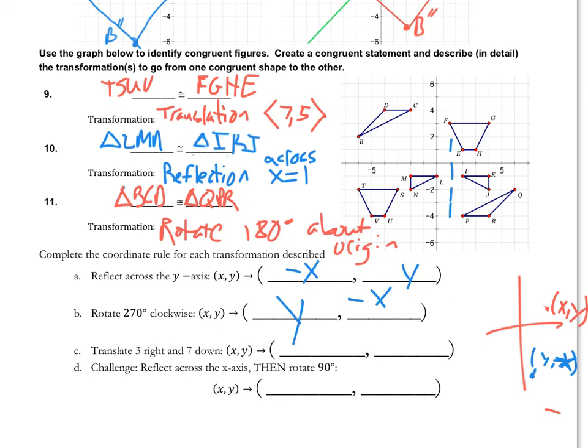Now, translations, these ones are a little easier to remember. If we're going right, that's going to be adding 3 to the x. And then down, that's going to be taking the y down to 7.